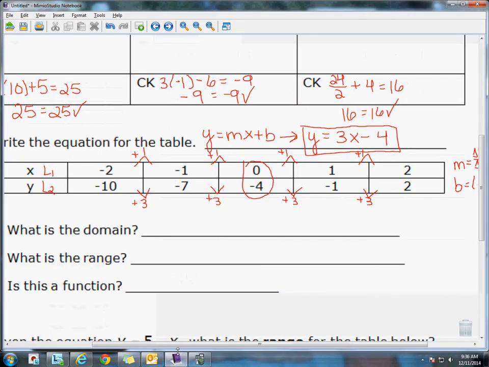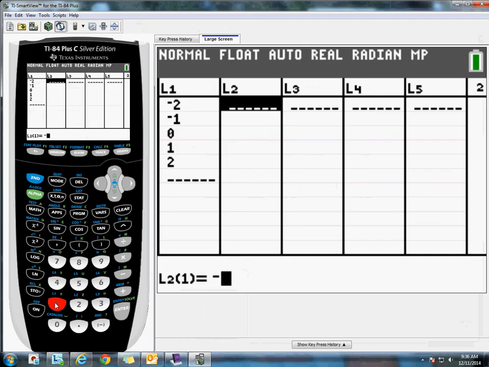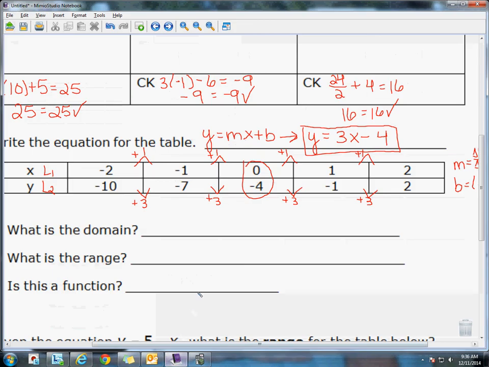L2 are our y values: -10, -7, -4, -1, and 2. Once you do that, you go stat, over to calc, and you hit the number 4 and hit enter. And then that will get you your equation, y equals 3x minus 4.